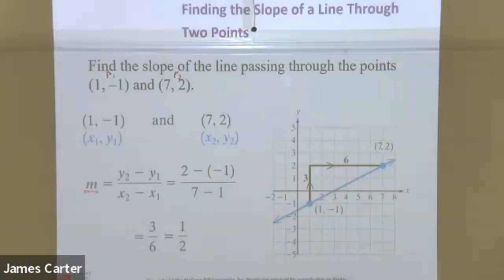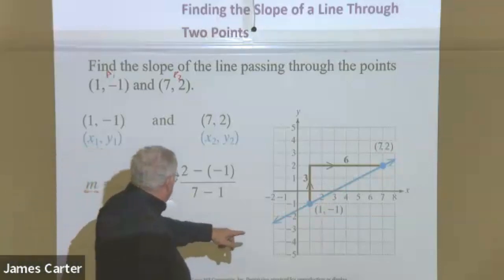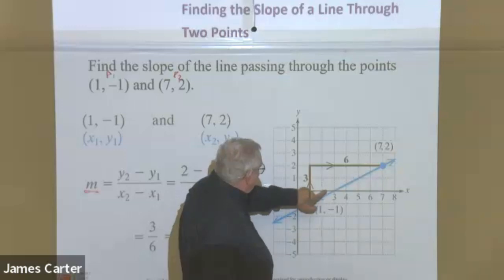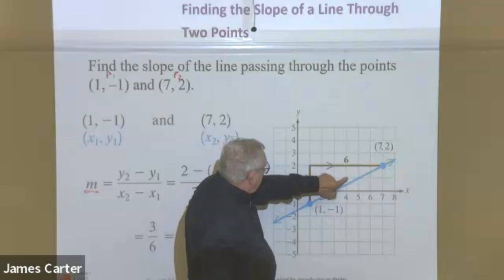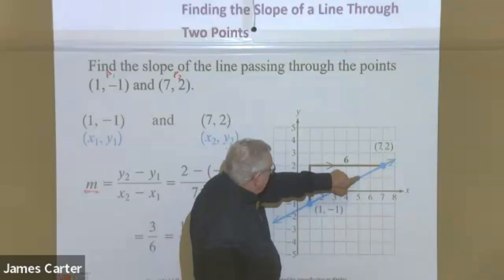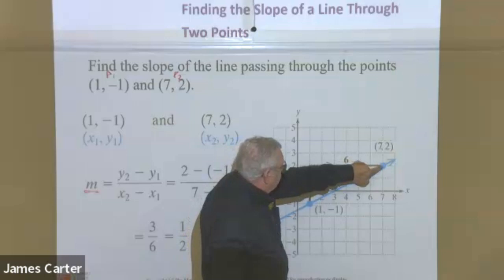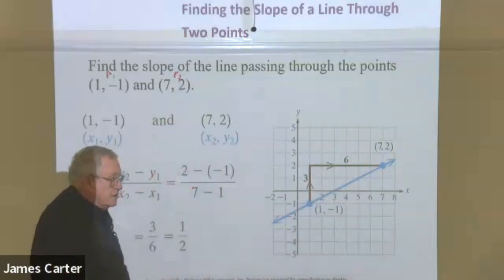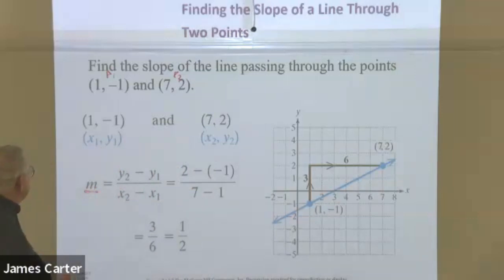Now, let's look at what this value gives us. That means that we've got a rise and a run of 1/2. If we go up 1, we go over 2. We go up 1, we go over 2. We go up 1, we go over 2. And that's how slope works on this. Okay?